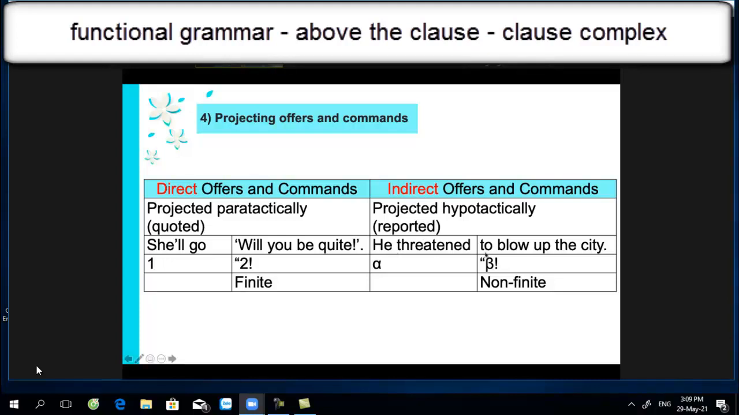So this one is indirect, so I use alpha and beta. And I also use double quotation marks here because threaten means you say it aloud, you don't think it in your mind. And dấu chấm than, yeah, to notify that this is a command. Well, finite means that you can see the tense. Will you be here? You can see the tense. But to blow up, you cannot see it. So it is non-finite.